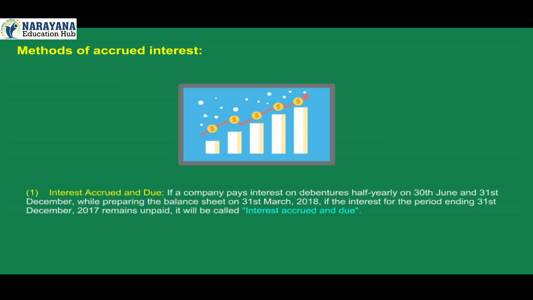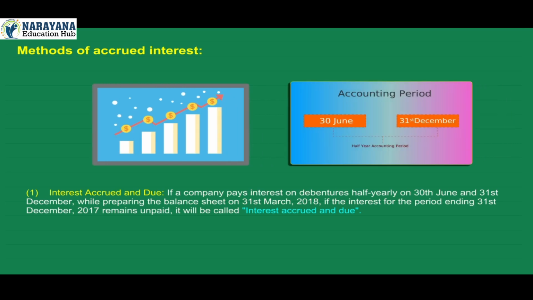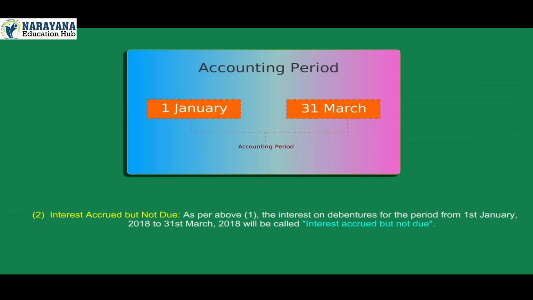Methods of accrued interest. 1. Interest accrued and due. If a company pays interest on debentures half yearly on 30 June and 31st December, while preparing the balance sheet on 31st March 2018, if the interest for the period ending 31st December 2017 remains unpaid, it will be called interest accrued and due. 2. Interest accrued but not due. As per above one, the interest on debentures for the period from 1st January 2018 to 31st March 2018 will be called interest accrued but not due.